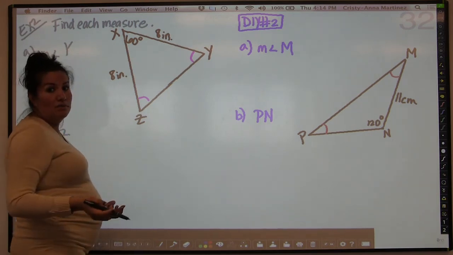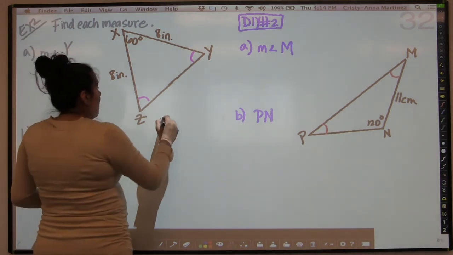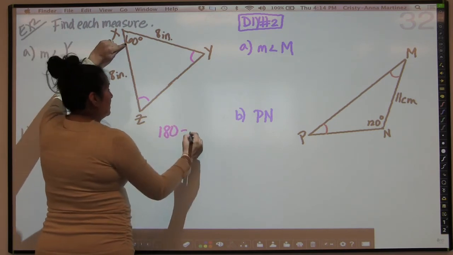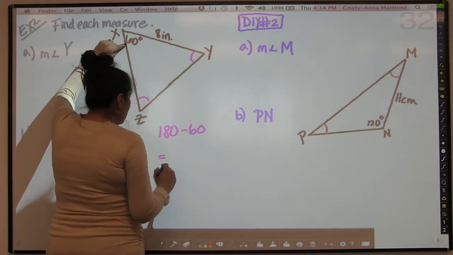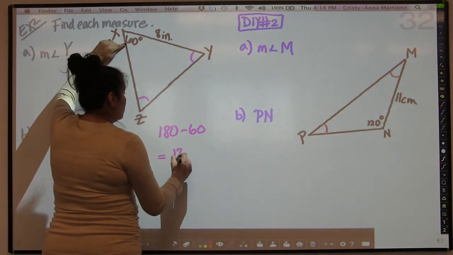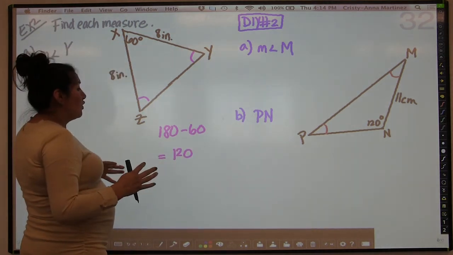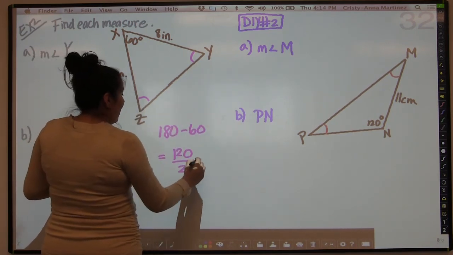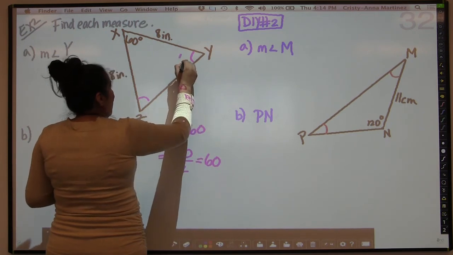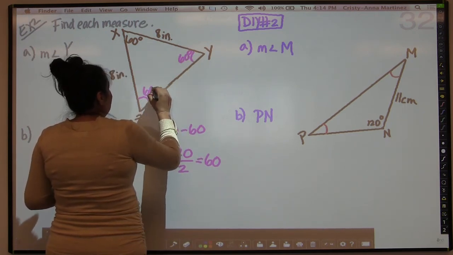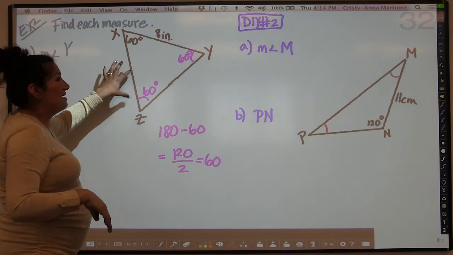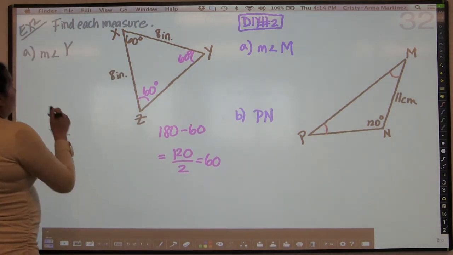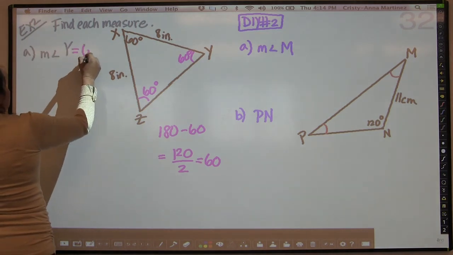So then I use some arithmetic, and I know that they all have to add up to 180, and I know that the vertex angle is 60, so I take that away, and 180 minus 60 is going to give me 120. And so now I have 120 degrees left, and they have to be the same. So I divide that by 2, and I get 60. So now that means that all of the angles are 60. So now not only is it isosceles, it's actually equilateral. So for the measurement of angle Y, we're going to say that that's 60 degrees.